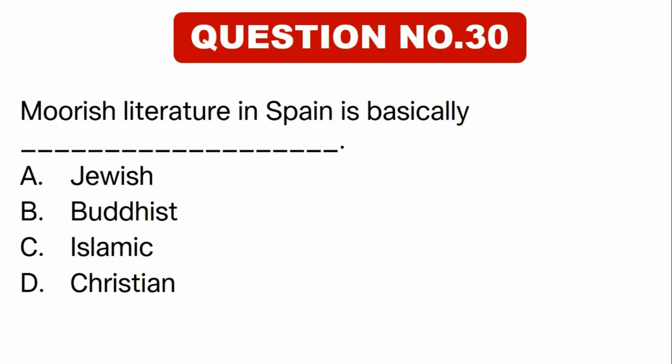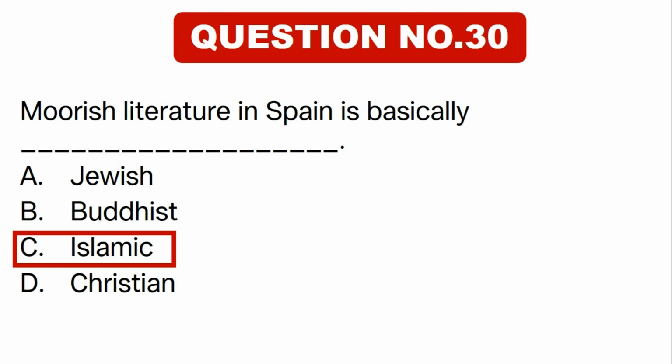Number 30. Moorish literature in Spain is basically A. Jewish, B. Buddhist, C. Islamic, D. Christian. The correct answer is Islamic. Moorish literature in Spain is basically Islamic. The term Moor was first used by the Christian Europeans to designate the Muslim inhabitants of Spain and Portugal, collectively known as the Iberian Peninsula.